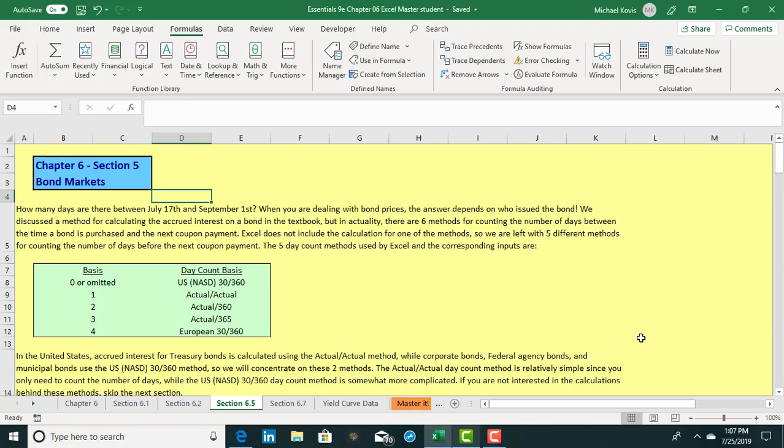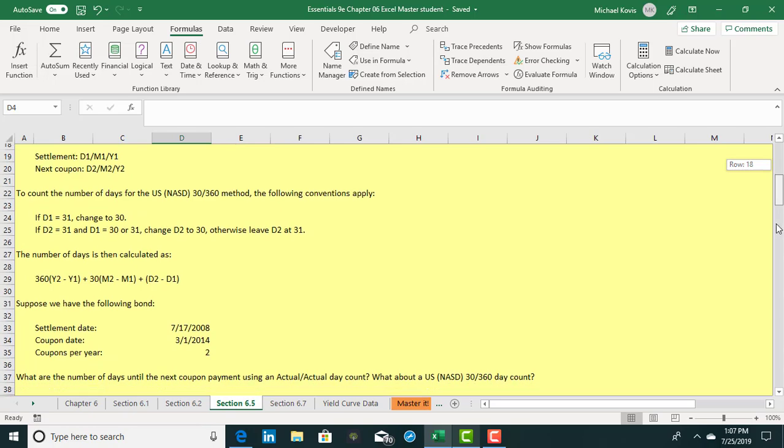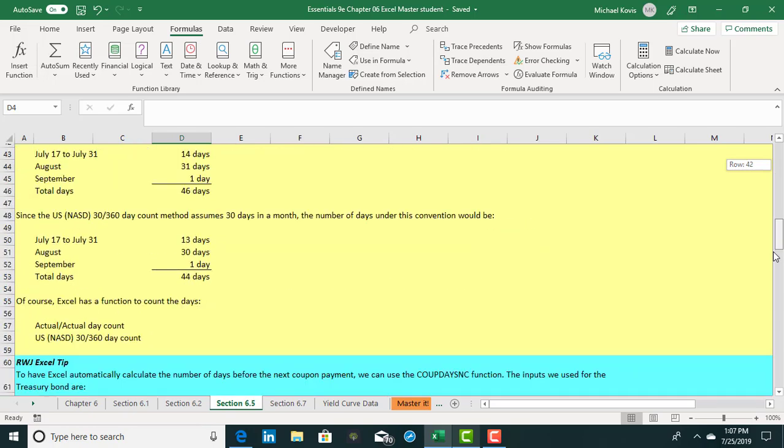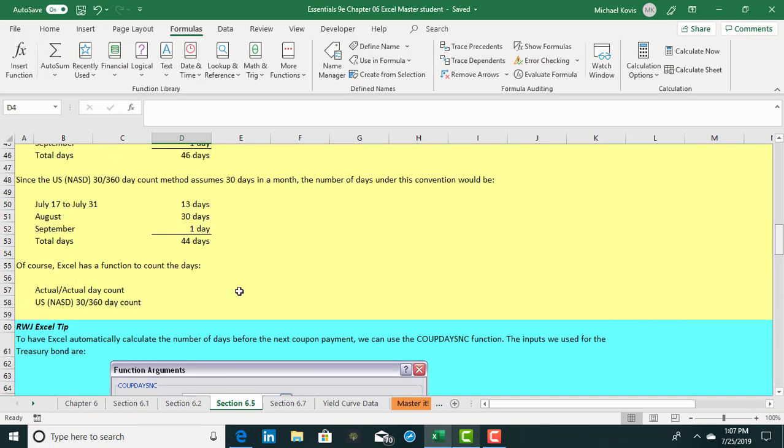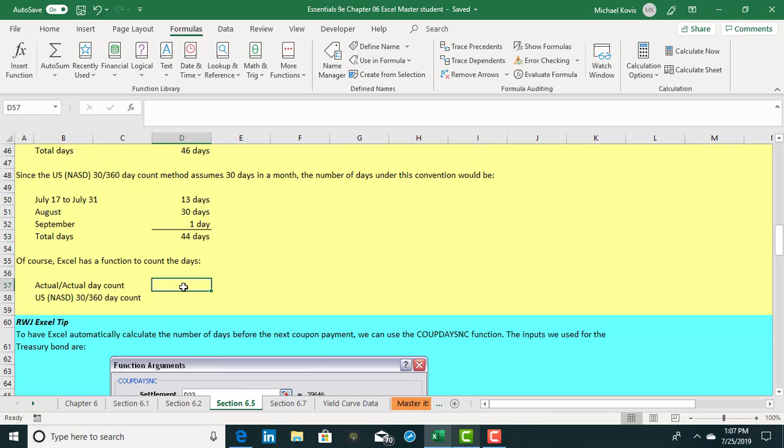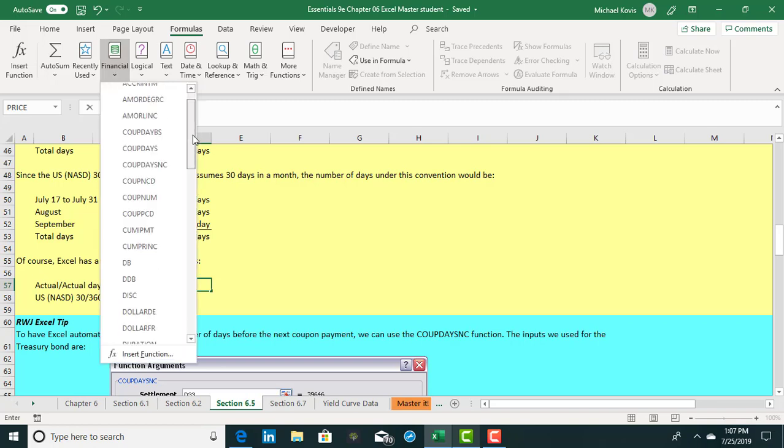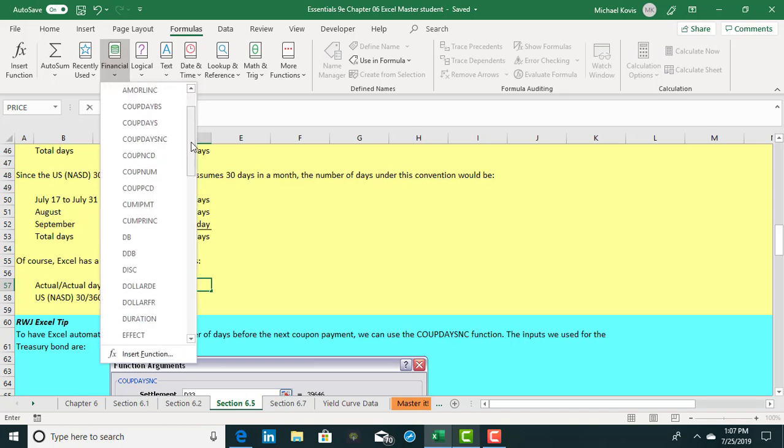Alright, moving right along, we need to deal with a calculation. However, we have technology. So, equal sign, if you go to Financial and scroll down to COUPDAYS, what this does is it figures out the days.